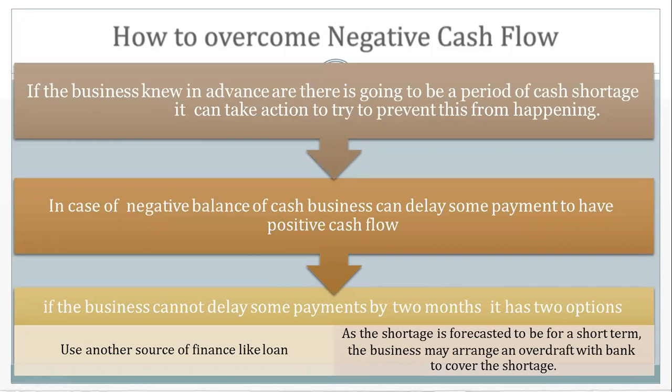How to overcome negative cash flow? If the business knew in advance there is going to be a period of cash shortage, it can take action to try to prevent this from happening. In case of a negative balance of cash, the business can delay some payments to have positive cash flow. If the business can't delay some payments, it has two options. First one is to use another source of finance like a loan, and second one is, as the shortage is forecasted to be short term, the business may arrange an overdraft with the bank to cover the shortage.